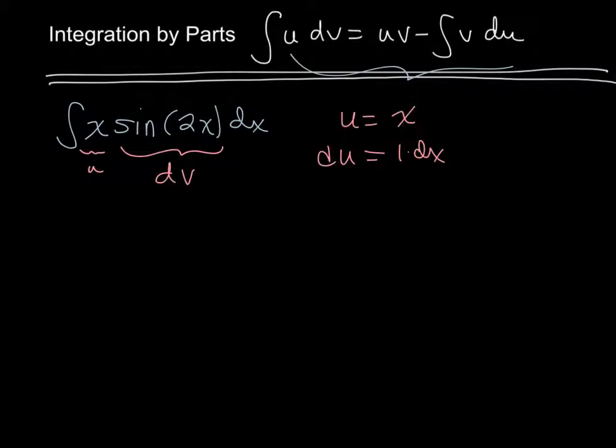v equals negative, oh, I'm sorry, I'm jumping the gun there. We don't know v yet. dv equals sine 2x. So then v would equal negative 1/2 cosine 2x. Right? We can look at this because the derivative of cosine is negative sine, so negative and negative gives me sine. The derivative of the inside with the chain rule of 2x is 2, and that cancels out. So that's how we get the antiderivative, or the 1 over k.